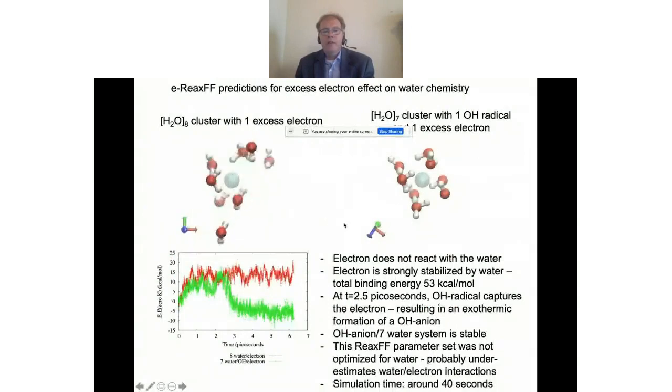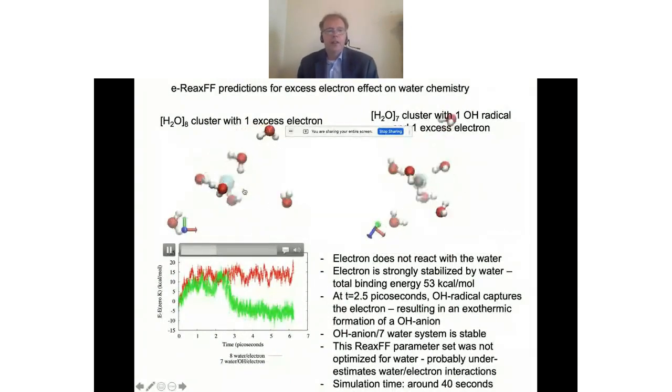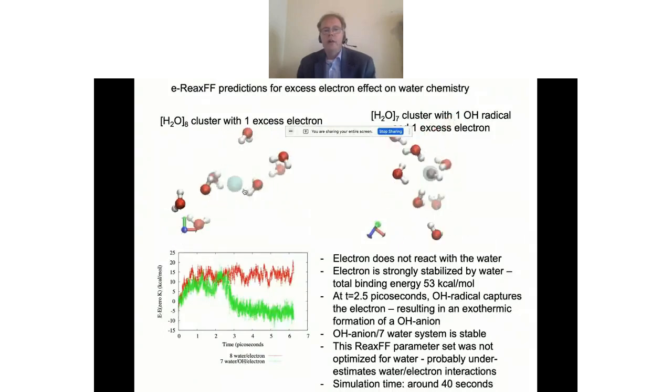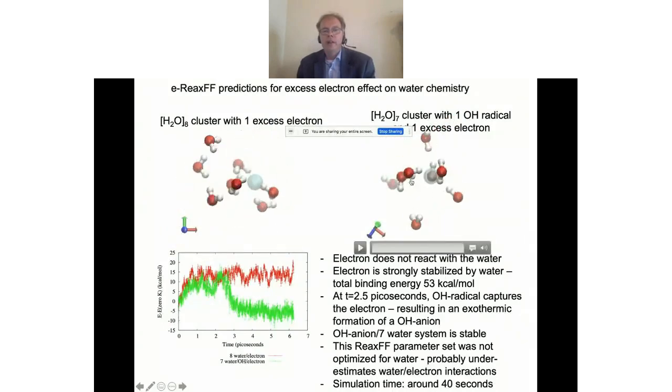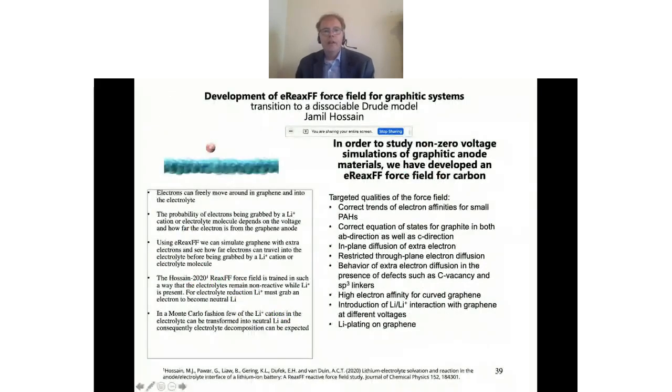We can, for example, use this with water. On the left is an explicit electron with water. It essentially just gets solvated. On the right, we have an OH radical, and during the simulation, we see that the electron gets captured by the radical, making an OH minus. So we can really do this transition between OH radical and OH minus, which is hard to do in Reactive F. Jamil Hossain graduated from the group last fall.